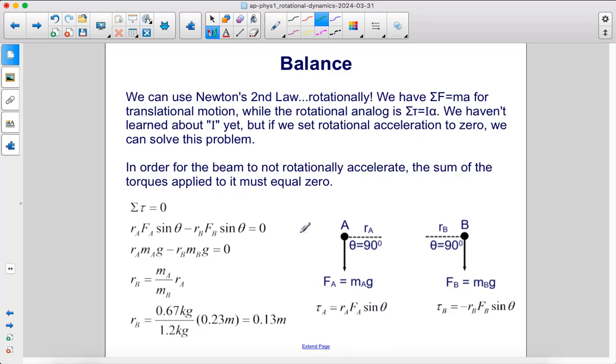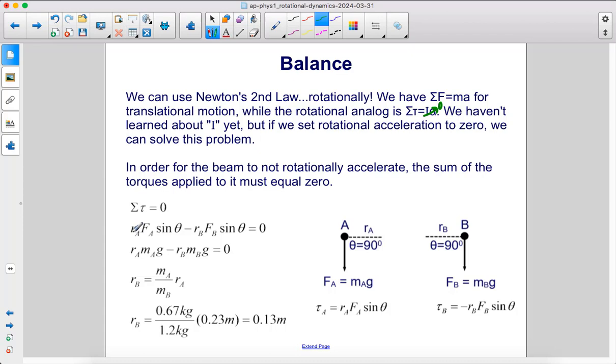We can actually use Newton's second law rotationally. We have F equals ma for translational motion, while the rotational analog is net torque equals I alpha. We haven't learned about I yet, but if we set rotational acceleration to 0, so this whole side of the equation becomes 0, we can solve this problem. In order for the beam to not rotationally accelerate, the sum of the torques applied to it must equal 0. So the torques will cancel out.